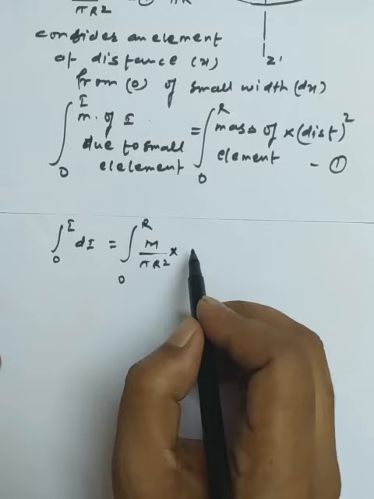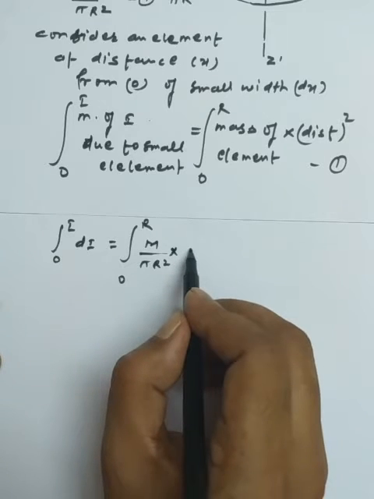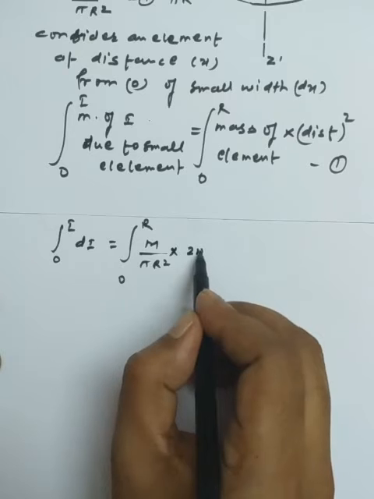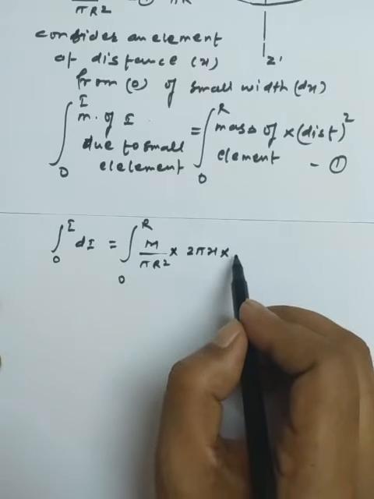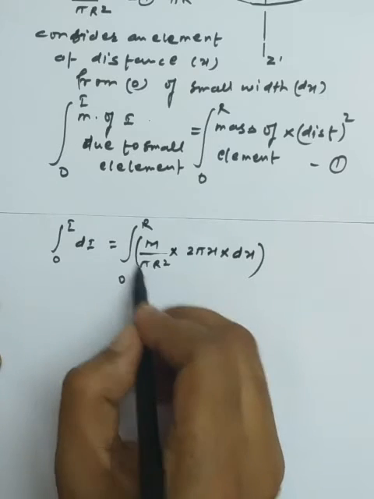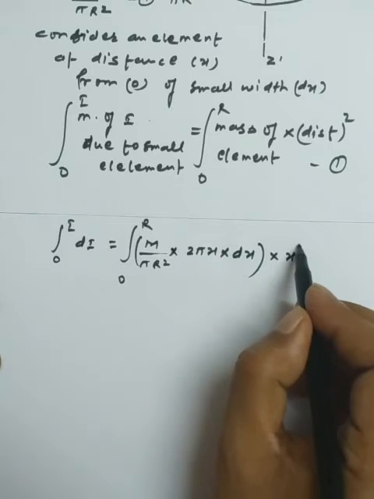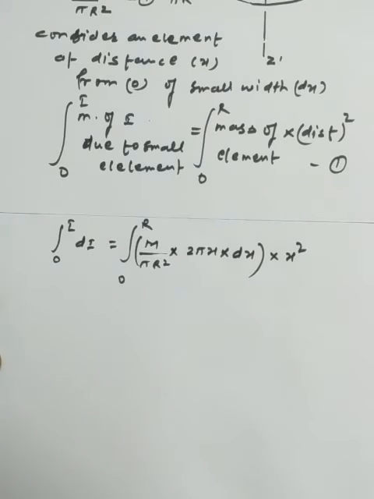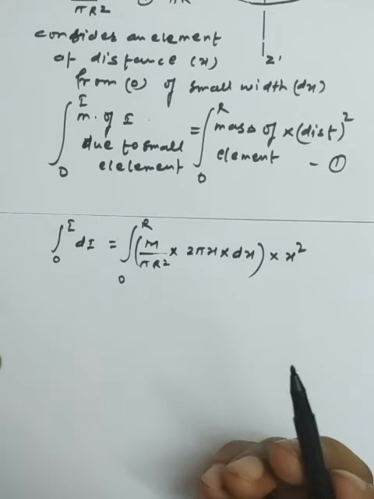So we are just imagining this length element at the distance x from the O. It has this length, that is 2 pi x, and next is its width, that is dx. So at how much distance this element is available? That is x square of the distance from the center O. And for the whole disk, we are just applying the limit 0 to R.